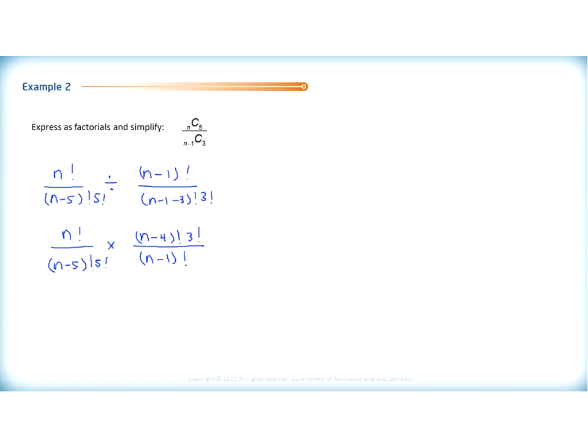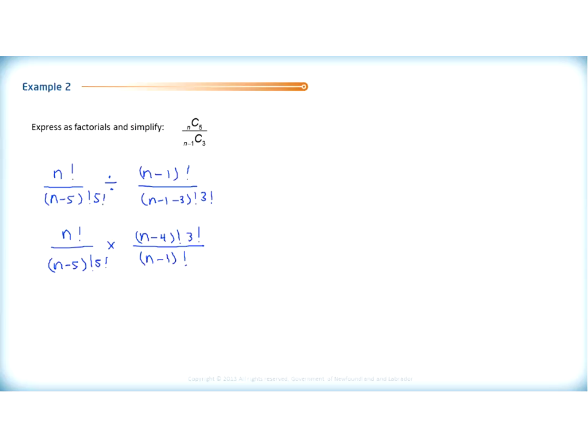Again, I want to look at numbers that are similar here, and I've got an n factorial and an n subtract 1 factorial. I've got an n subtract 4 factorial and an n subtract 5 factorial. These are close and these are close. And I guess 5 factorial and 3 factorial are also close. So I want to break down the higher of the two that are close to each other until I get the next one. So I'm going to start and break this down.